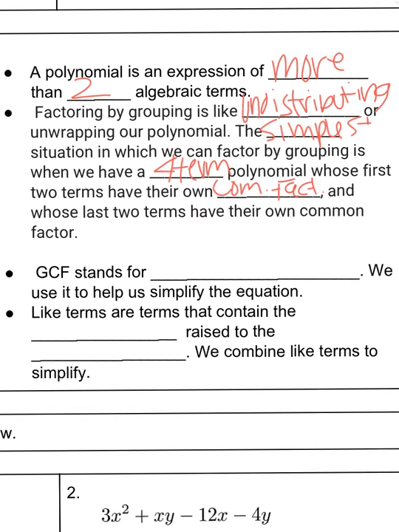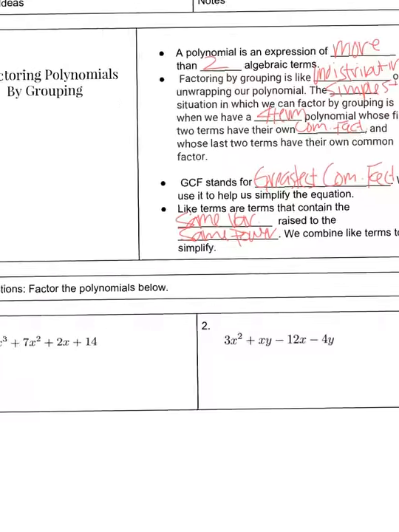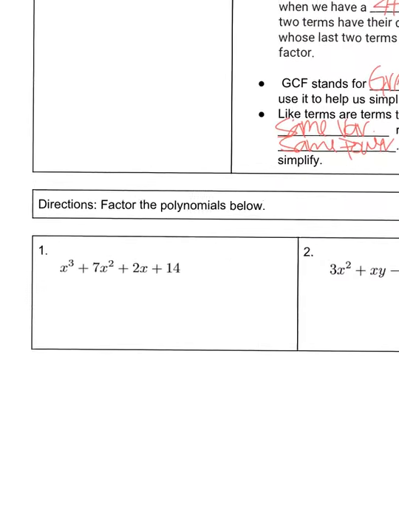GCF stands for greatest common factor. We use it to help us simplify the equation. Finally, like terms are terms that contain the same variable raised to the same power. We also use it to simplify our equation. So we're going to do some examples.